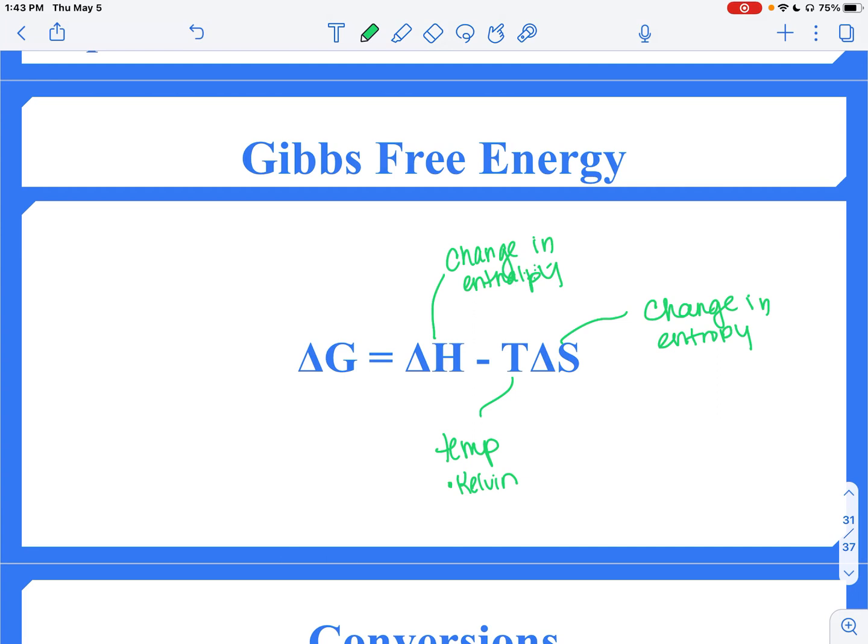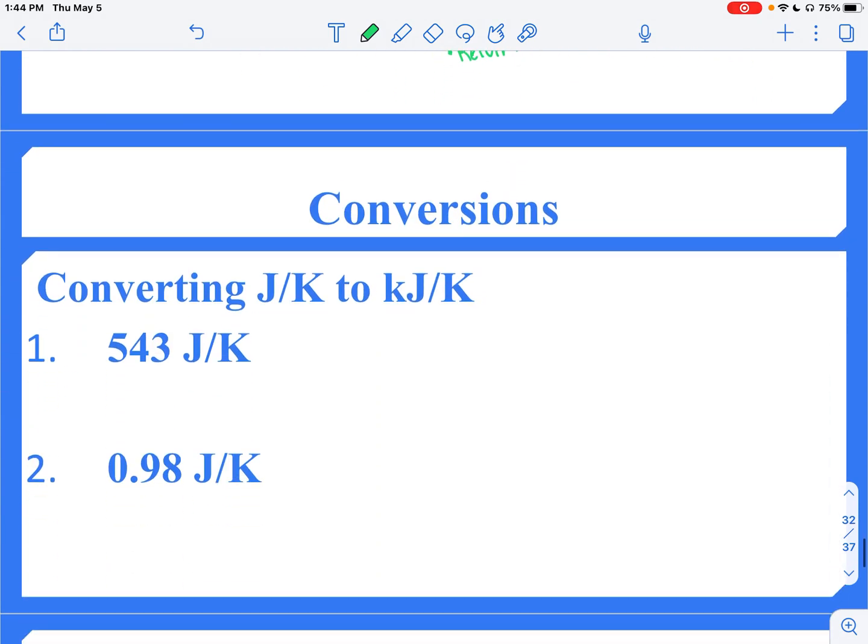So when you're doing this, if you get a negative number, then it's spontaneous. If you get a positive number, it is not spontaneous. And that is why you will see this minus sign, because remember delta H, if it's positive, it's unfavorable. So the negative sign takes care of that. All you have to do is plug in the numbers you know and see if delta G comes out to be positive or negative.